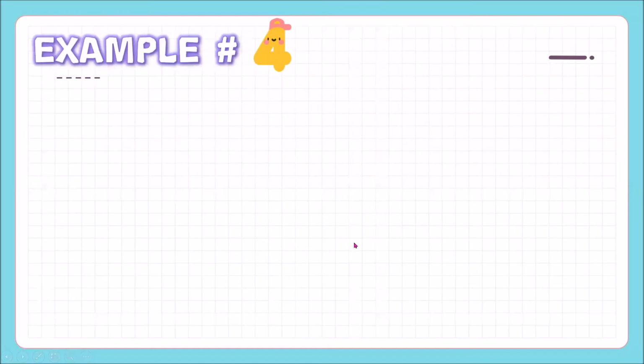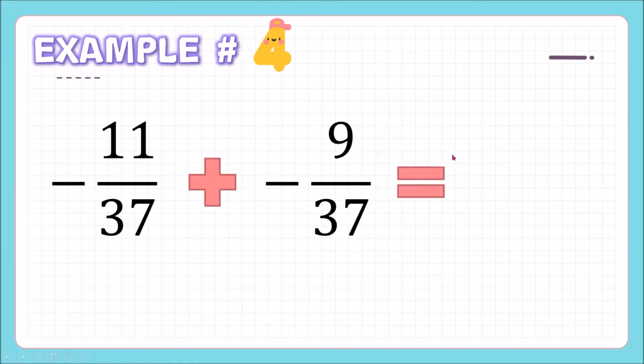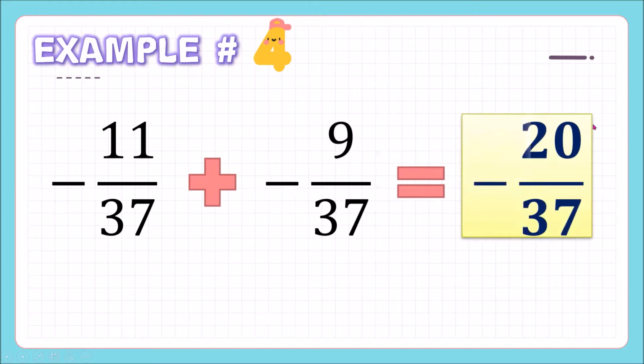Next, number 4. We have negative 11 over 37 plus negative 9 over 37. So our common denominator here is 37. So negative 11 plus negative 9. They have the same sign. So just add 11 plus 9, we have 20. And then just copy the same sign. So we have negative 20 over 37. There is no lowest term simplification for negative 20 over 37.